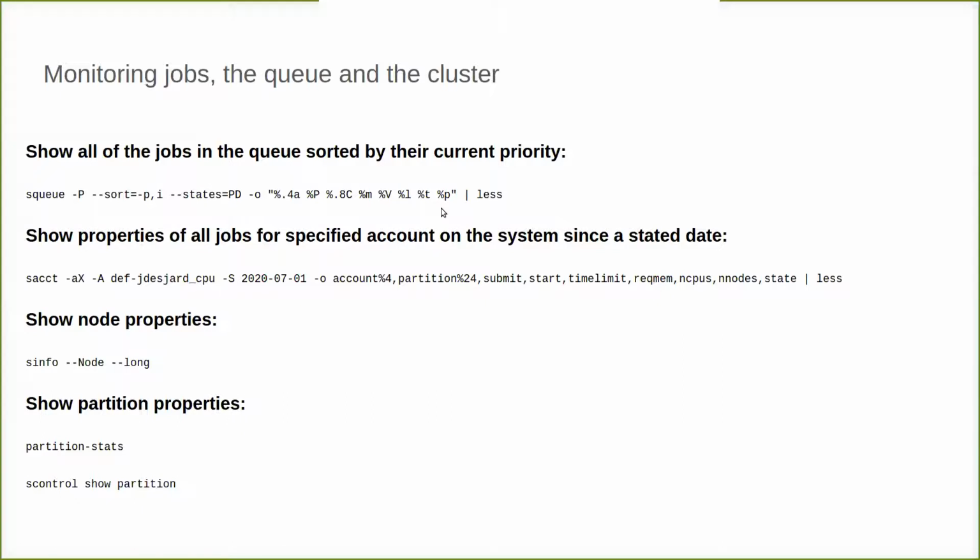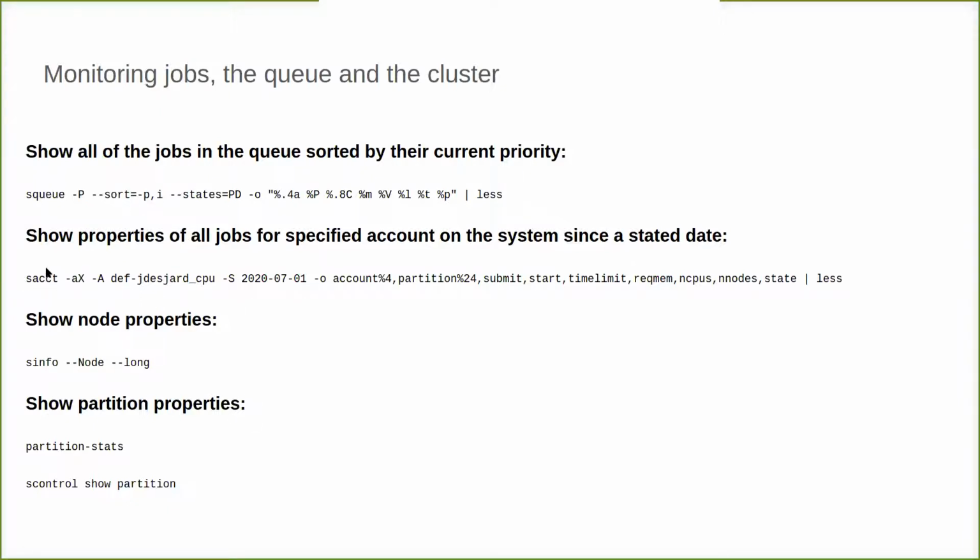And then you can use this to see where your job is sitting in the queue. If for some reason it's still very low in the queue, which can certainly happen if a bunch of new high priority jobs enter, then that is an important part of the interpretation. You can show properties of all the jobs for specified count on the system since stated date.